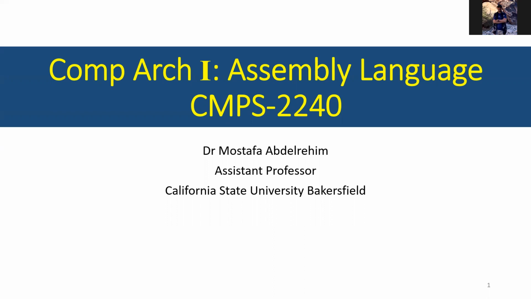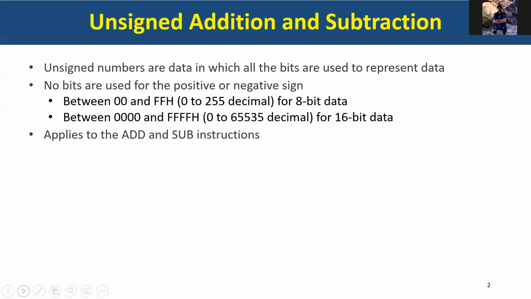So we're going to continue talking about chapter 5, and the last part of chapter 5 is about arithmetic operations, basically the add and the subtract instructions. So we're going to explain or demonstrate the add and subtract instructions with unsigned numbers. So it will be unsigned addition and subtraction.